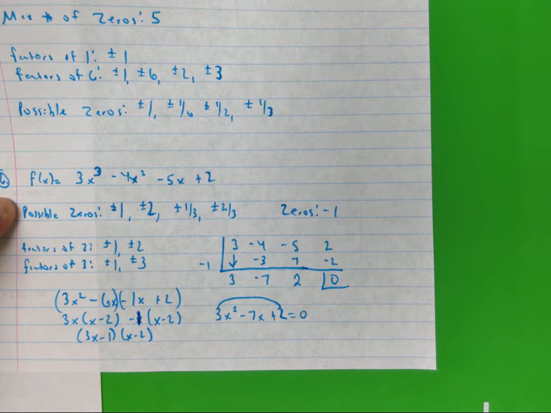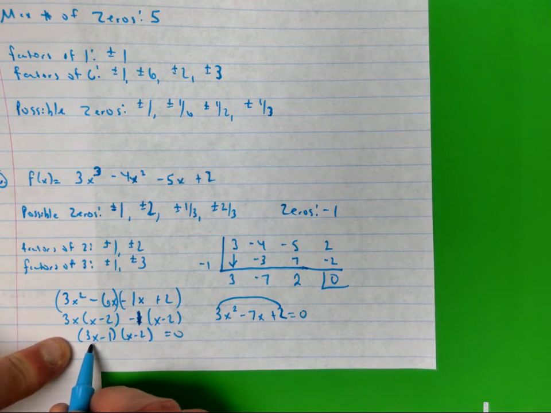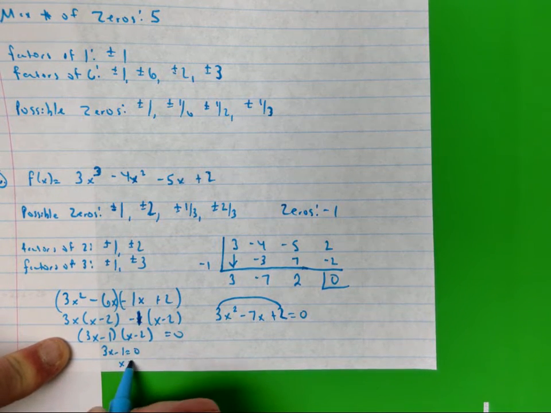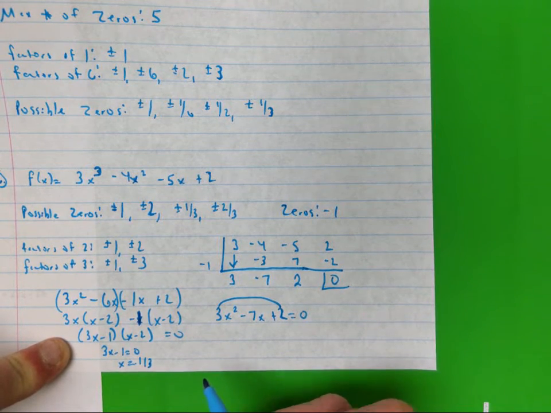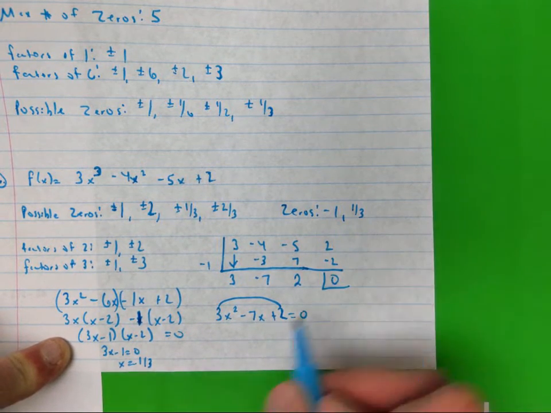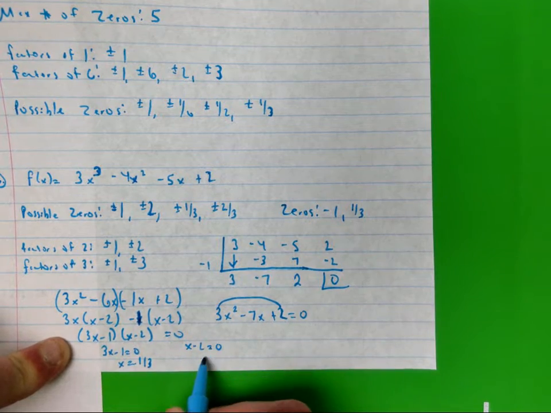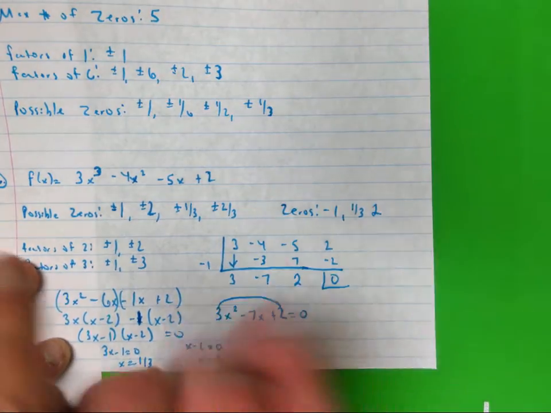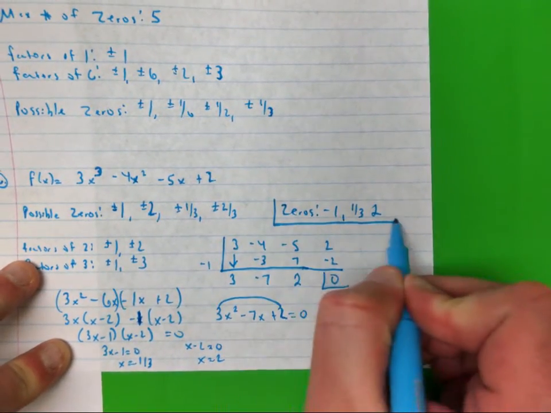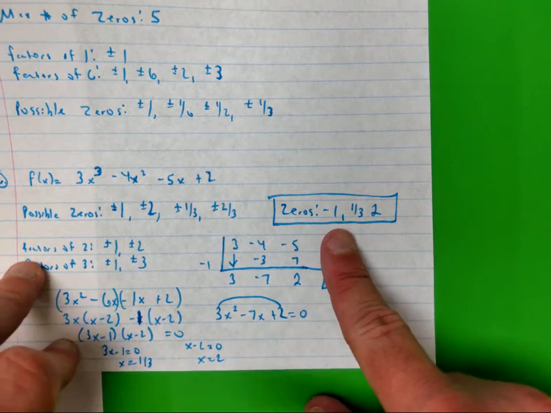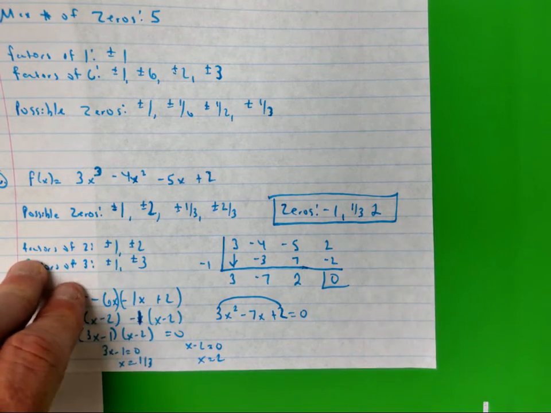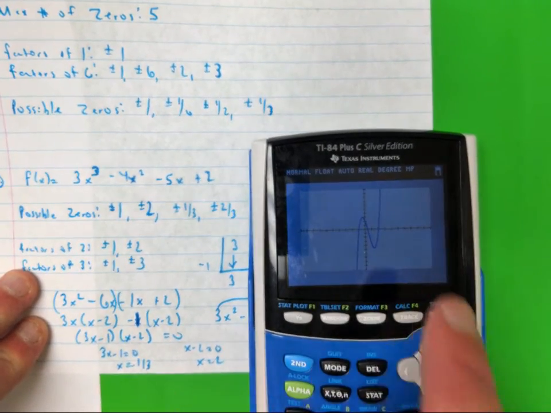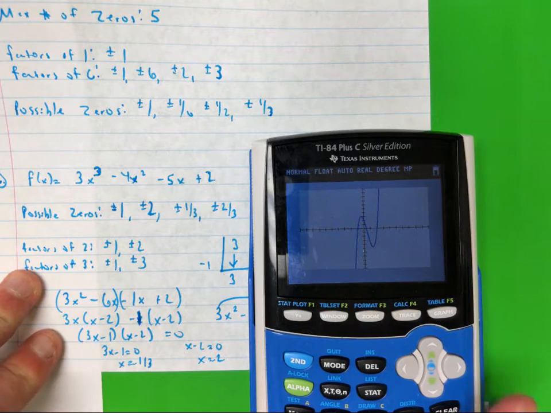I want to set both of those equal to 0. Well, when you set this equal to 0, you should get x equals 1/3. So that's a 0. Then x minus 2 equals 0, you should get x equals 2. So your zeros, you cannot have more than 3, I have exactly 3. It crosses at negative 1, it crosses at 1/3 and 2. And looking back at your picture, that's exactly it, it's a good representation.